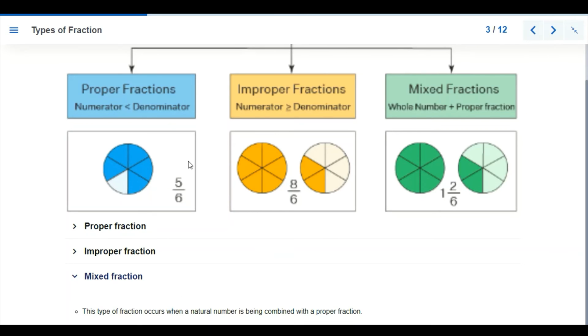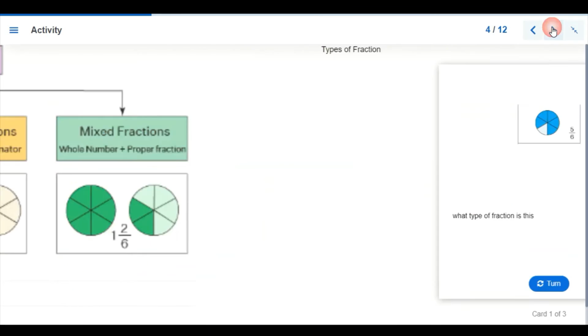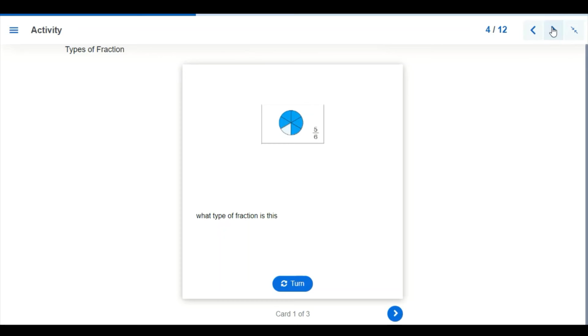Now we have an example here. If you look at this, it is 5/6. This one is smaller than this, so this is a proper fraction. 8/6: 8 is bigger than 6, so this is an improper fraction. This is a mixture of what? A natural number and a proper fraction. So we have one whole number and 2/6. That's an example of a mixed fraction.